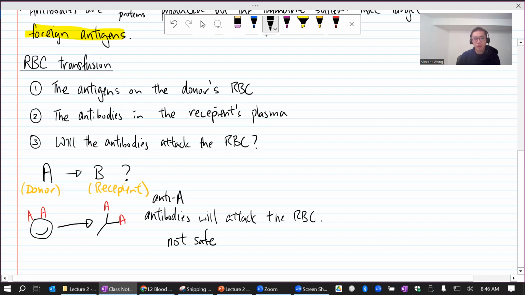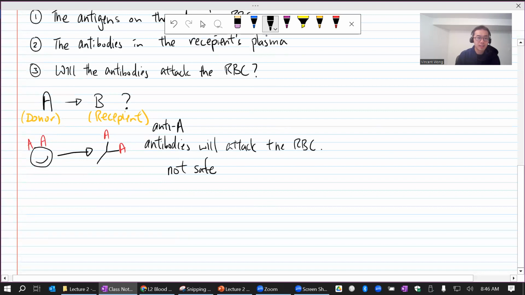Does anybody have any questions? Why can't we just say that the antigen should be the same, instead of these three steps? Say that one more time. Instead of these three steps, can we not say only the antigens should be the same for both recipient and donor? Interesting question. Okay, let's answer your question.